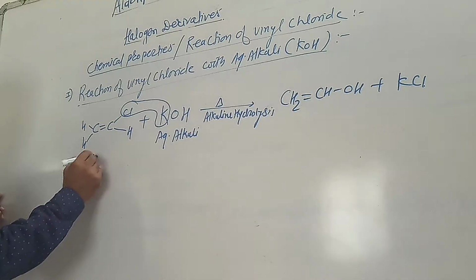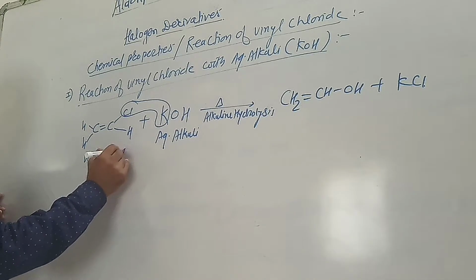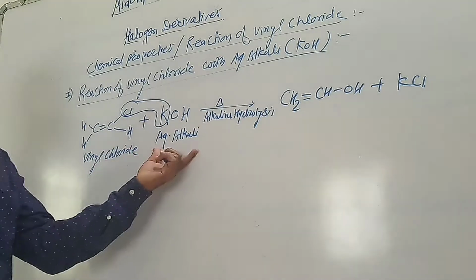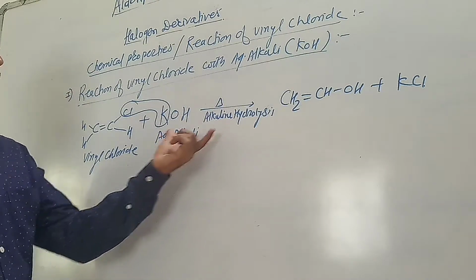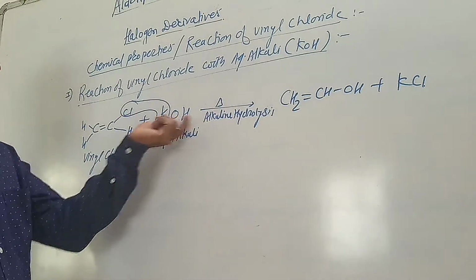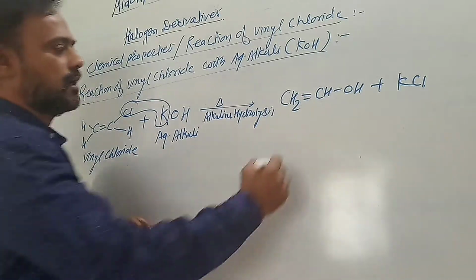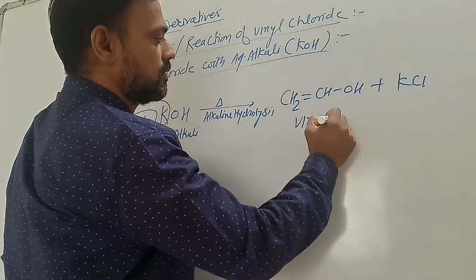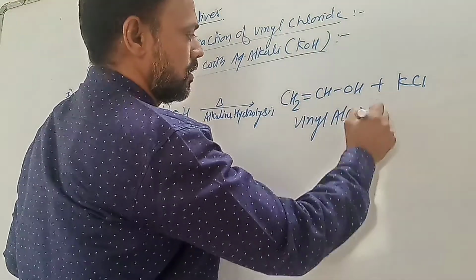When vinyl chloride reacts with aqueous alkali, nucleophilic substitution takes place and vinyl alcohol is obtained.